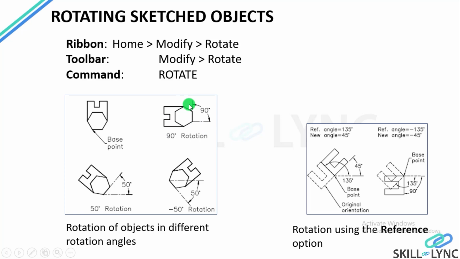Anti-clockwise is positive, definitely; that's the default convention. You can make clockwise positive also when you set up the units, so need not worry about it, but by default anti-clockwise is positive. Now let's take an example. We have two examples, by reference and by rotation of the object with an angle. There are different illustrations here, at an angle of 50 degrees, at an angle of minus 50, and you can see there are a lot of illustrations.